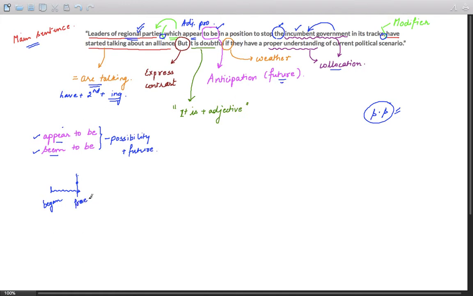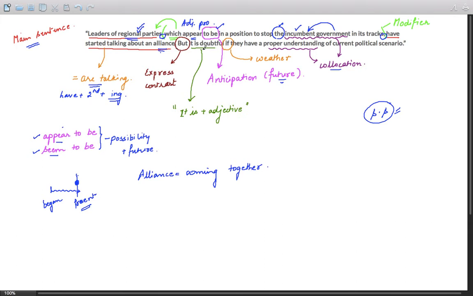Had it been just one point in time, and that point is the present, this is present. They began in the past and this is present. So if something began in the past and is continuing in the present, they have started talking. If they are talking right now at this moment, then you use the present continuous tense: they are talking. But here they have started talking about an alliance. Alliance means that they are coming together. Let me write over here: alliance is they are coming together.